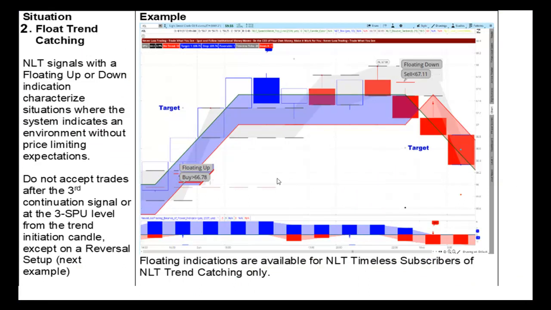Trade situation number 2, we call floating trend catching. So the system indicates there is a situation where the price is floating out of a containment area by 66.78. The price move of the next candle confirms the direction, so we'll take the trade and carry it out to the upside to target. When the price moves higher, we don't worry about it. We trade with our systems at clear-cut entries, exits and stop. The stop is here at that red crossbar. The same here: there is the stop, there is the entry condition, there is the exit condition.